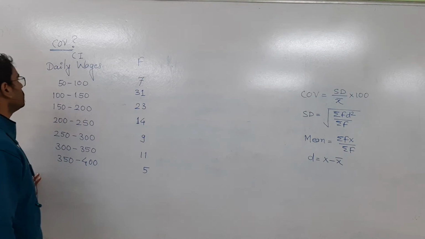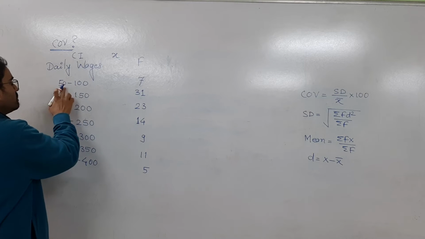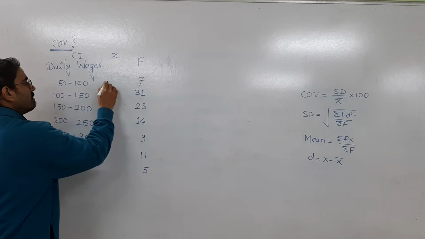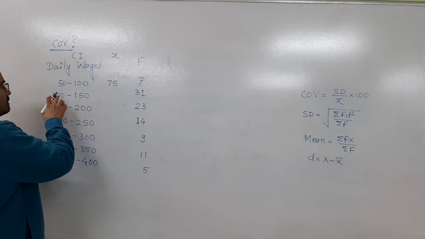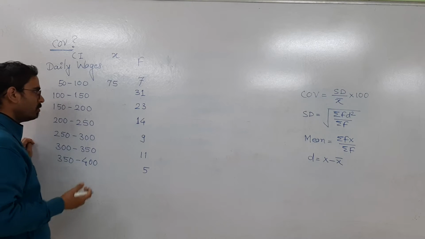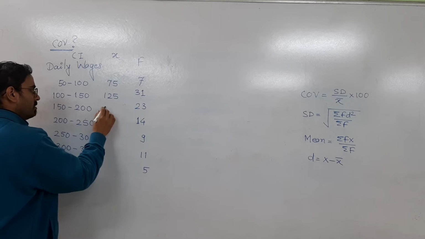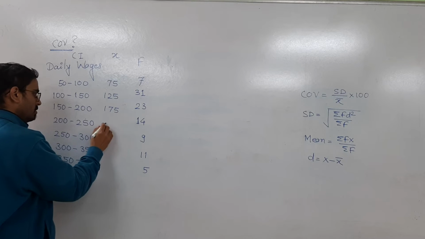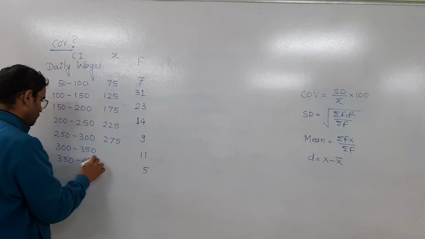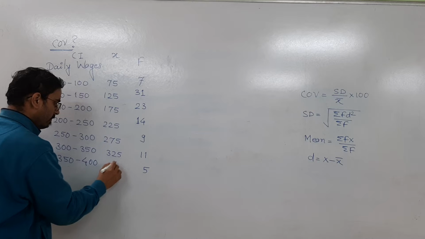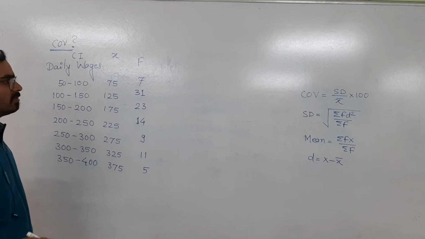The x term is not given here. So how do we find x in such kind of examples? We have to calculate the mid value. The mid value is 75. How to calculate? 50 plus 100 divided by 2. In the same way, 100 plus 150 divided by 2, 250 divided by 2, it will be 125. In the same pattern, you have to calculate all the values: 175, 225, 275, 325 and 375. So in that pattern, we got the values of x.